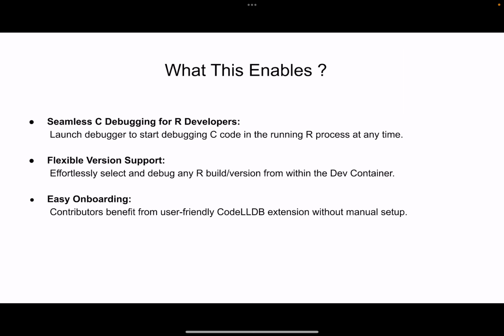Now, what does this enable? It enables C debugging for R developers. You can attach LLDB directly to running R sessions to debug C code. Flexible version support: you can debug any R version built in the container, which is great for core work. And easy onboarding. No manual configuration is required. Everything is set up for you. This lowers the barrier for meaningful contributions and advanced troubleshooting in R's source code.